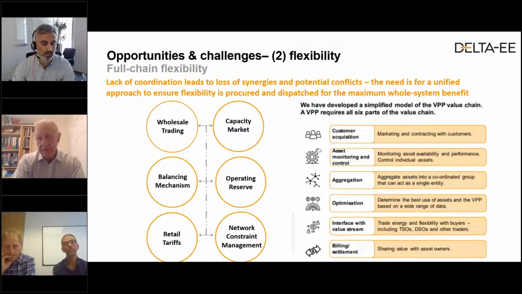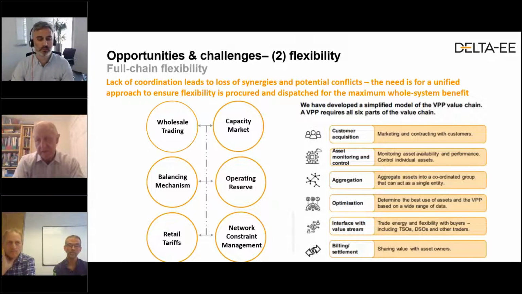But looking at it from the perspective of an aggregator or virtual power plant operator, obviously the objective for them is to manage the dispatch of flexible assets to maximise value, or revenue stacking if you like, for their clients. However, whether or not that maximises value for the whole system and therefore for electricity consumers really depends on the market signals truly reflecting the whole system value at any given time. So lack of market coordination is going to lead to a loss of synergies and potential conflicts, and therefore there's a need for a unified approach to ensure flexibility is procured and dispatched for the maximum whole system benefit, which leads to the right-hand side of this chart.